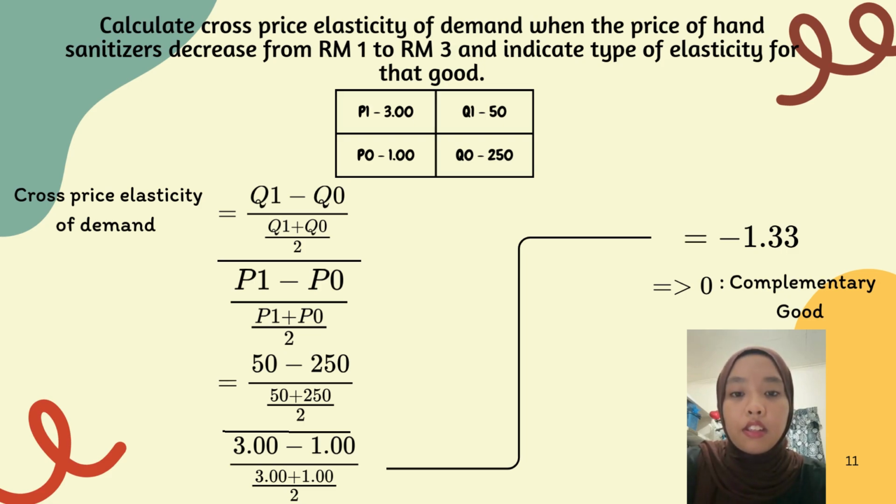So the answer is negative 1.33. Since the value is negative, less than 0, the type of elasticity for hand sanitizer is complementary good.